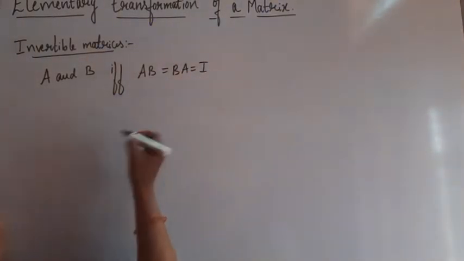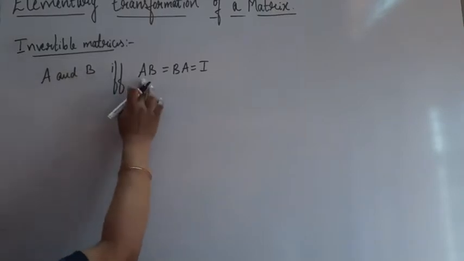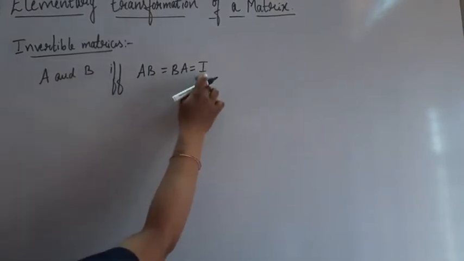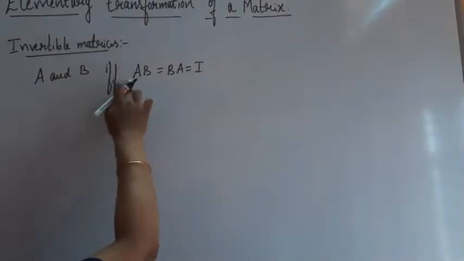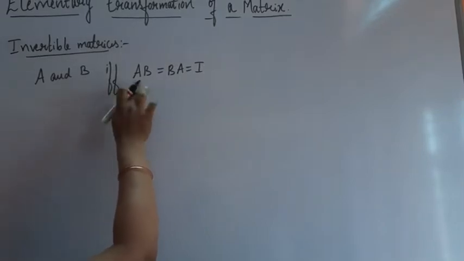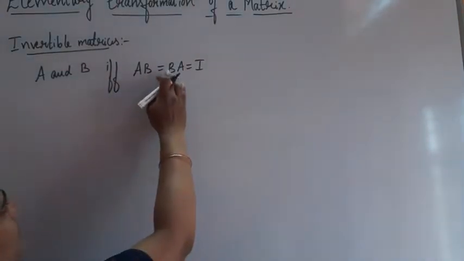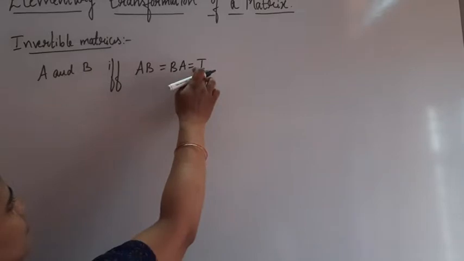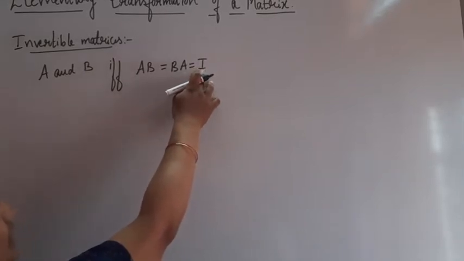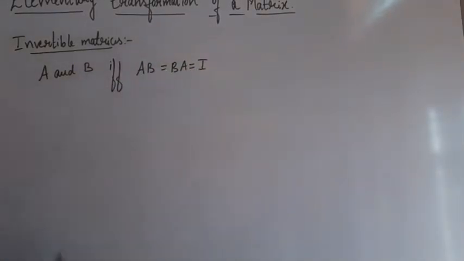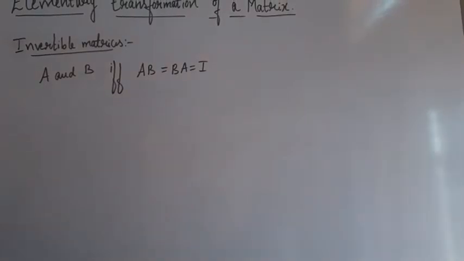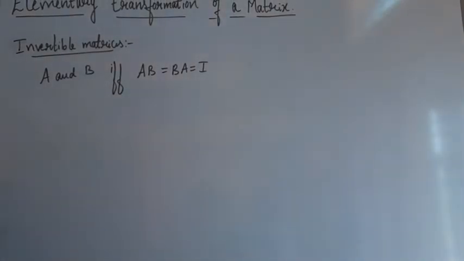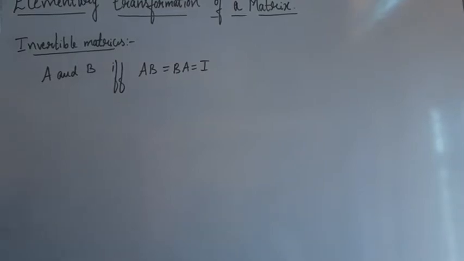See here, if we take the multiplication of A into B, and we get the identity, then we say that B is the inverse of A. Similarly, if we take B into A, and we also get the identity, then we can clearly say that A is the inverse of B. So this is the definition of invertible matrices. Invertible is also called the inverse of a matrix.